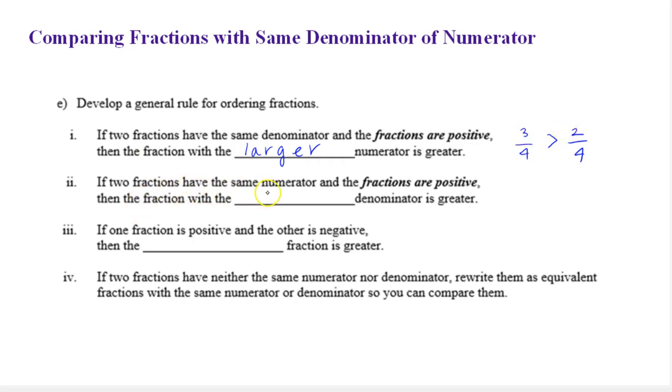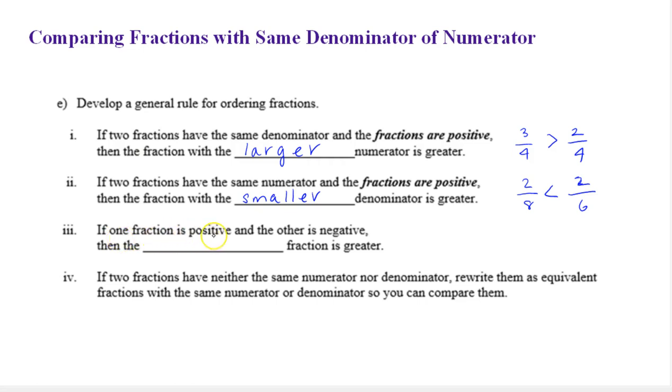If 2 fractions have the same numerator and the fractions are positive, then the fraction with the blank denominator is greater. So that's like the last example. We had the numerators were 2. If we had 2/8 compared to 2/6, we saw that if something is broken into 6, the pieces are actually bigger. We have the same number shaded, but this is bigger pieces. So 2/6 is bigger. So that's the fraction with the smaller denominator.